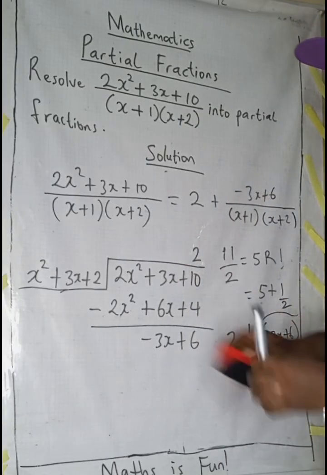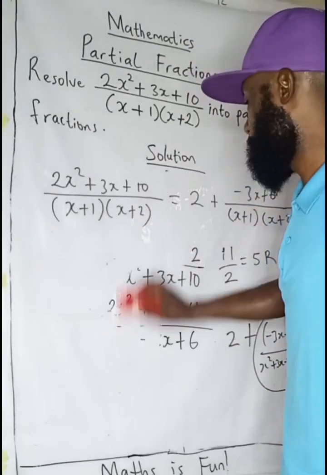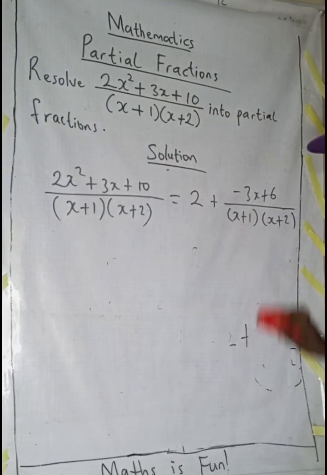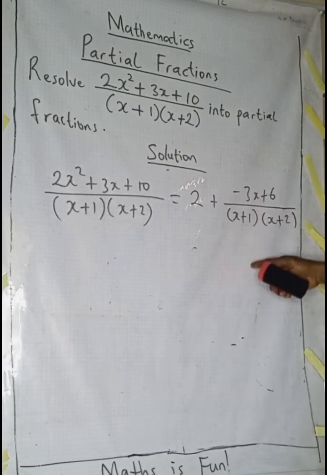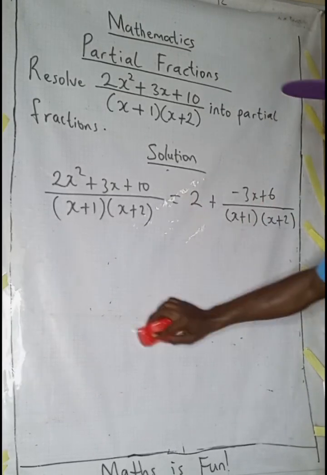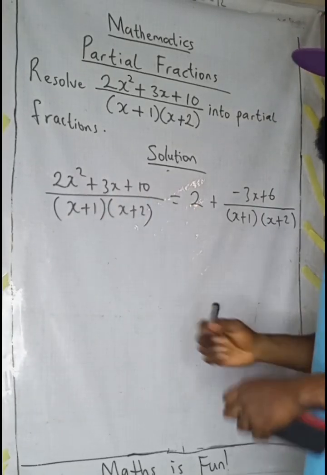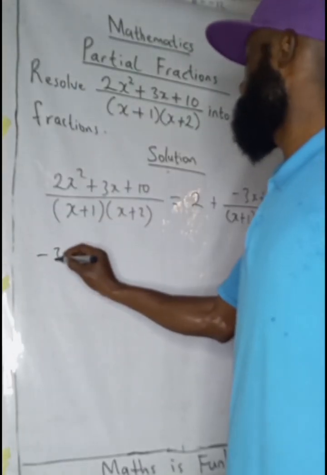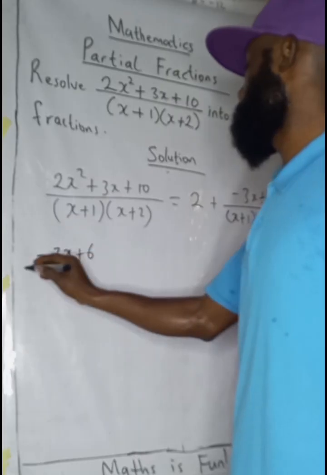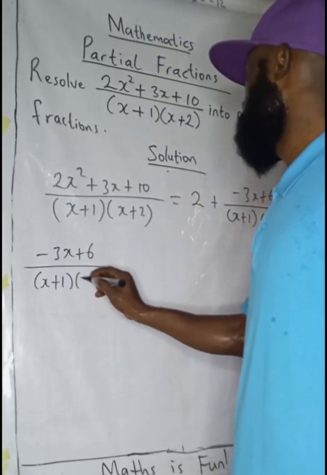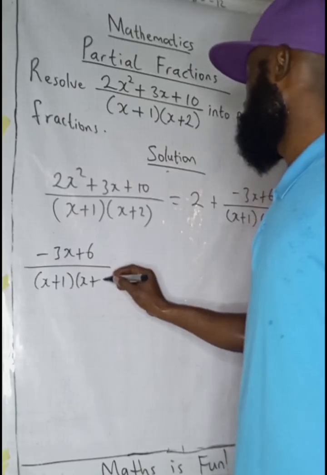So we can now resolve into partial fractions. We are going to leave the 2 and play with the proper fraction we have here. So what we have here, let's leave the 2, minus 3x plus 6 all over x plus 1, x plus 2.